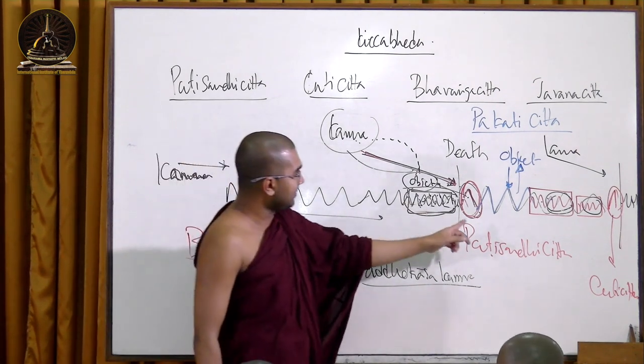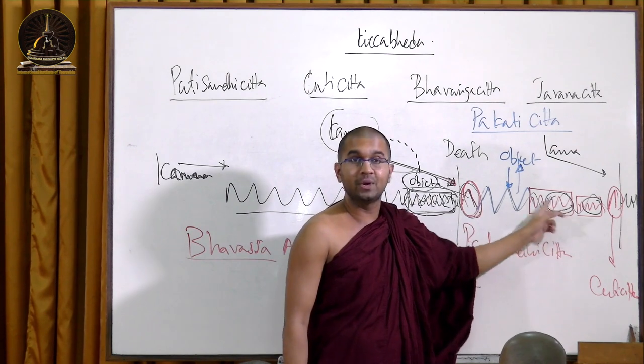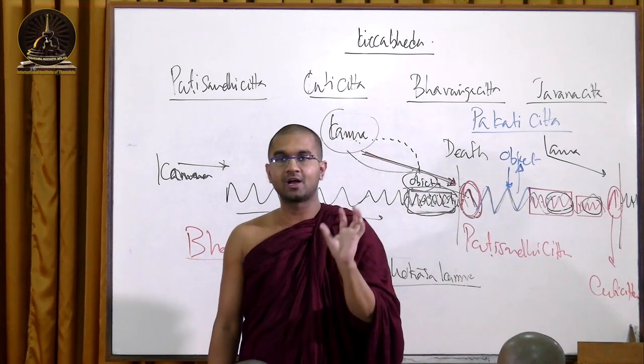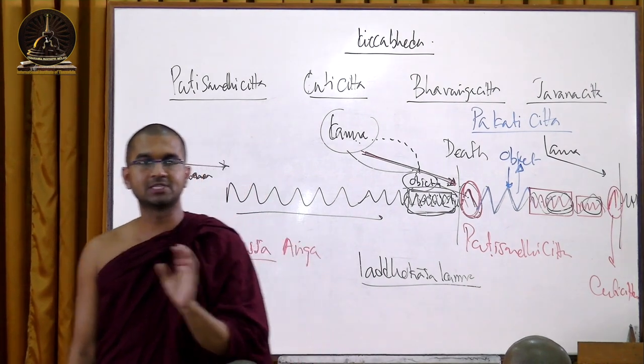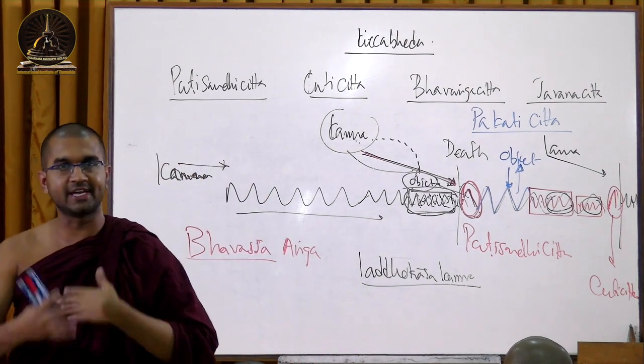So it happens like a chain. But it doesn't mean that the secondary cittas are completely taken under control by the bhavaṅga. No, I'm just telling you there is an influence. It's not completely taken. So a change is always possible.